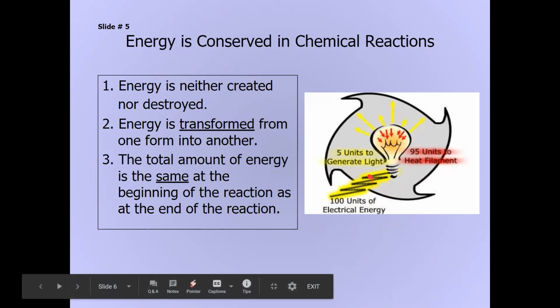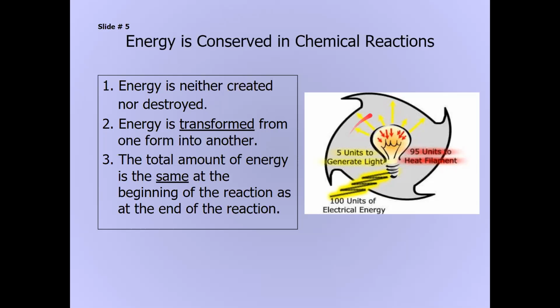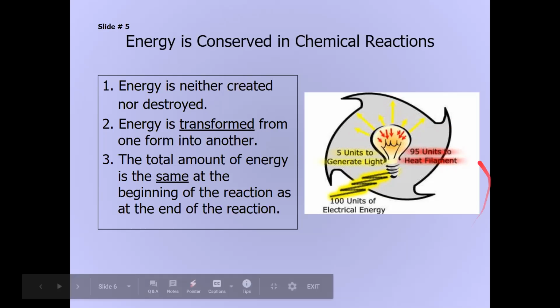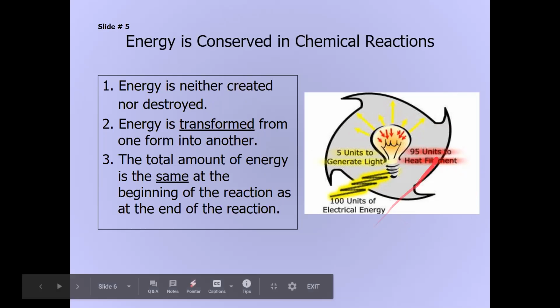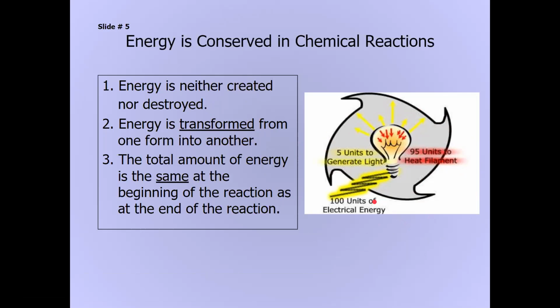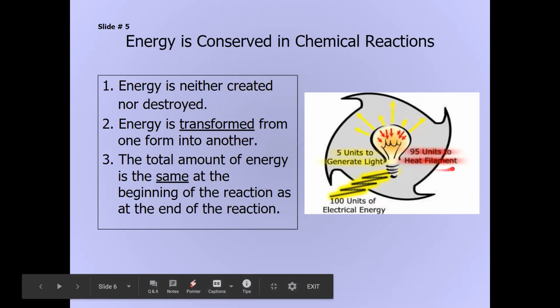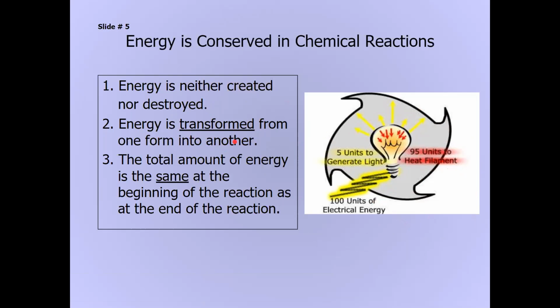So from the 100 units of electrical energy that went in here, 5 of those units of energy are used for the light that the light bulb produces, and the other 95 get transformed into heat. Again, we end with 100 units of energy, and we started with 100 units of energy. It just got transformed throughout the course of the reaction. Same thing with the atoms. We start and we end with the same types of atoms. We just transform what they look like, who they are bonded to.